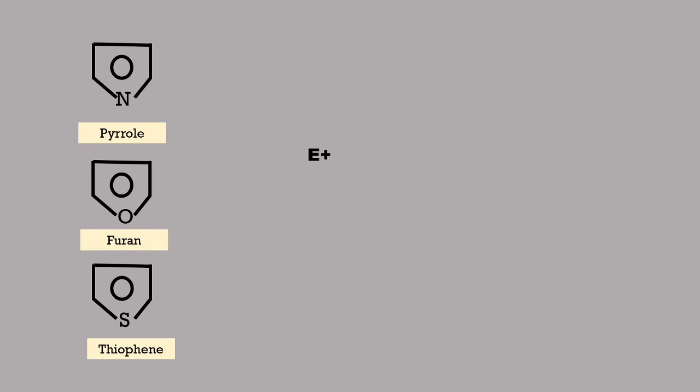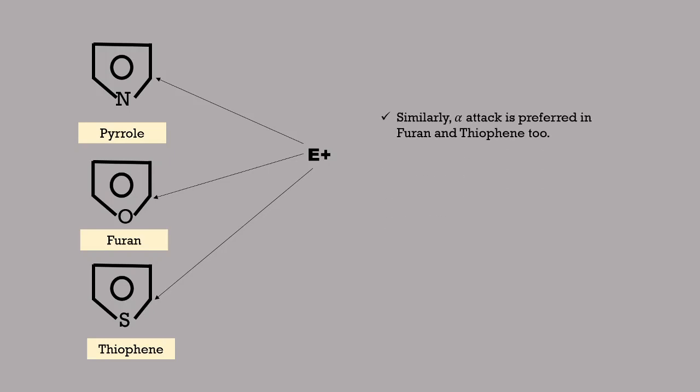Similarly, in furan and thiophene, they are very similar. These molecules, you can try to draw the resonating structures, you can try to generate the attack and decide and see that in these molecules also the alpha position will be attacked. Okay, so right close to the nitrogen or oxygen or the sulfur, these positions are much more reactive in these type of compounds.